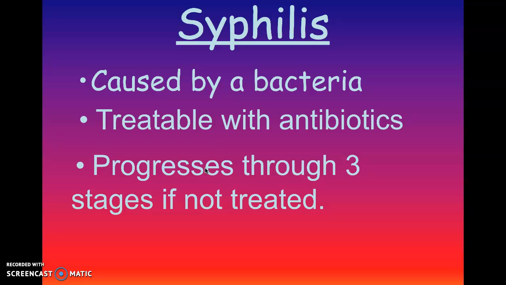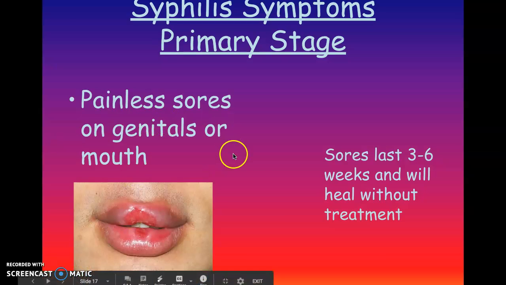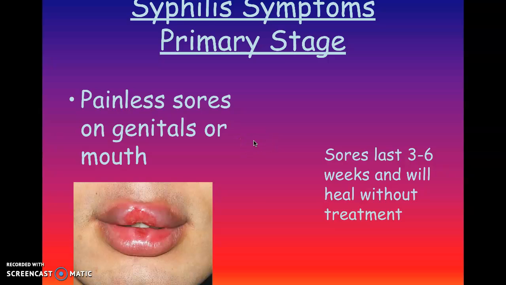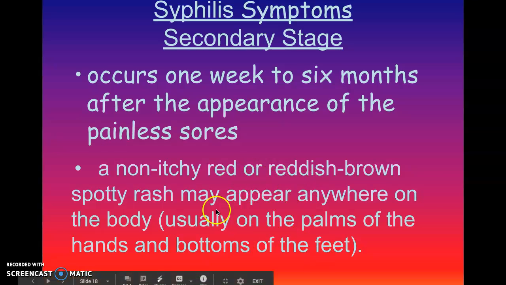All right, syphilis, the third bacterial infection we're going to talk about, is caused by a bacteria. Once again, it's treated with antibiotics, and it progresses through 3 stages if not treated. So unlike the other two, if a person contracts syphilis, they will for sure have the following symptoms. The first symptoms may appear the next day or shortly after they were infected, either through oral sex or vaginal sex. They'll get a painless sore. As you can see, it doesn't look painless, either on the mouth or the genitals, and it can last up to 6 weeks and heal without treatment. But eventually that sore will go away, and then in the second stage, a body rash appears.